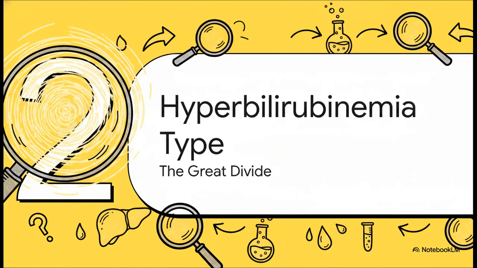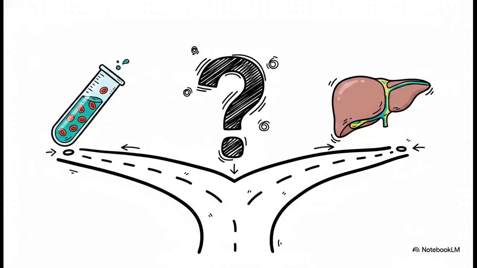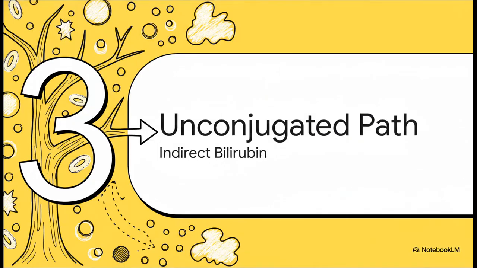Moving to step 2, finding the hyperbilirubinemia type. Based on that fractionated bilirubin, we hit a massive fork in the road. On one side, we've got unconjugated predominant. That's our indirect hyperbilirubinemia. On the flip side, conjugated predominant, or direct hyperbilirubinemia. Figuring out which side of the fence your patient is on dictates absolutely everything you do next. It is crucial. Let's explore step 3, the unconjugated paths.